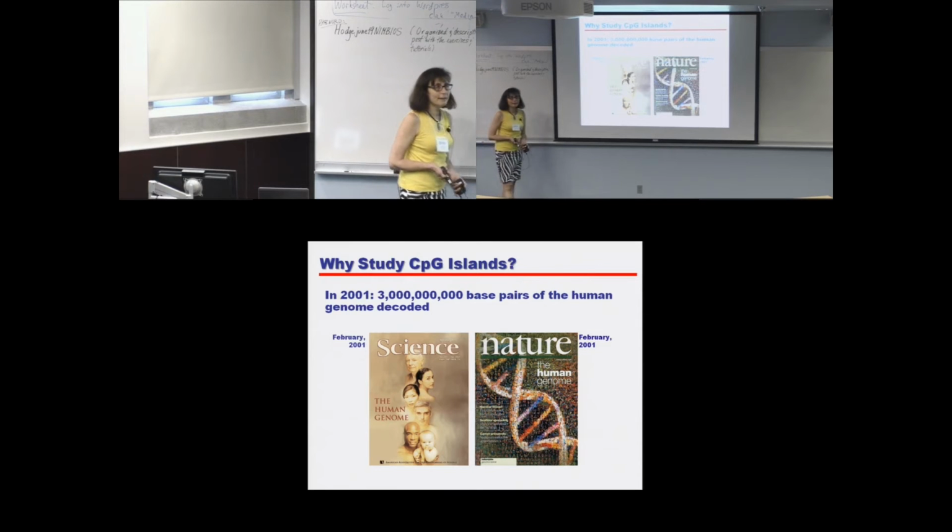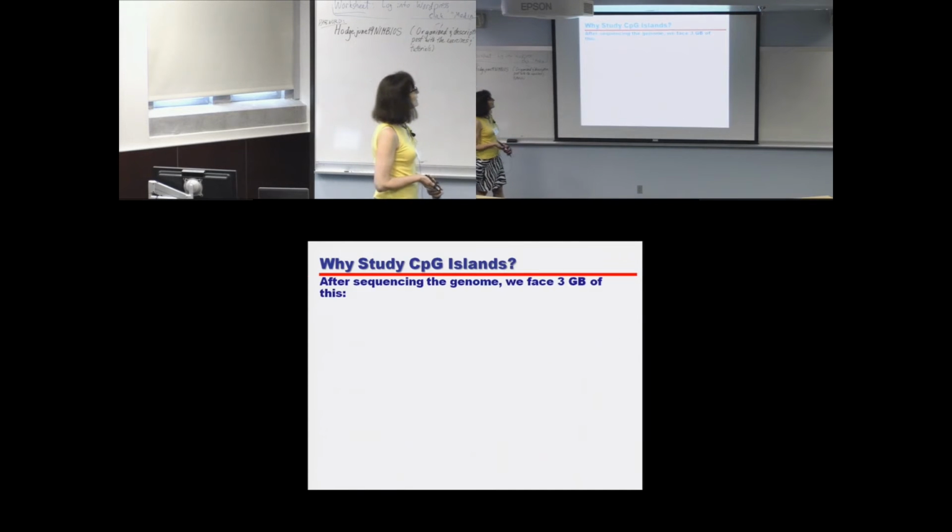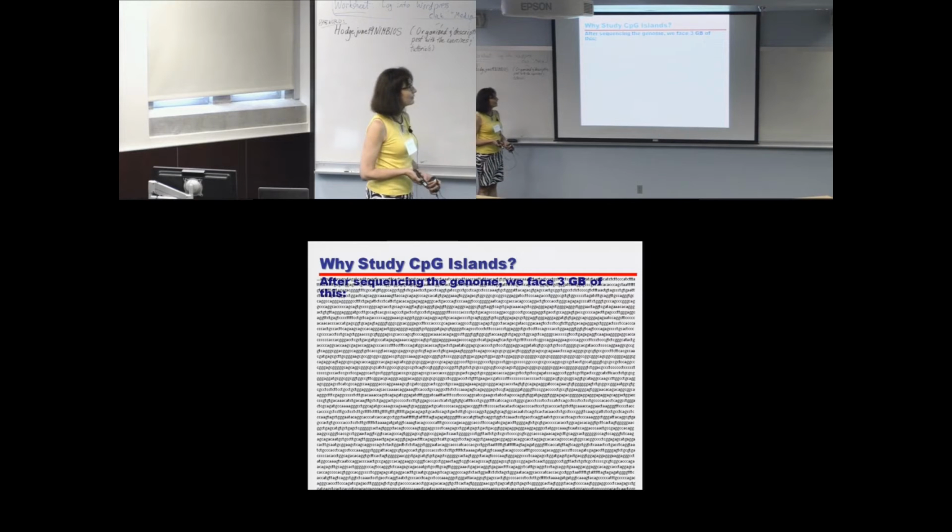At that time, people were already saying things which I didn't understand, like, "OK, now we have the genome, but we don't know how to read it." What do you mean, if you have the genome? This didn't make much sense to me until I realized that after we've sequenced the genome, we face about 3 gigabytes of this. What we really want to know is where the genes are, those functional chunks on the genome, and this doesn't give us a clue about that.